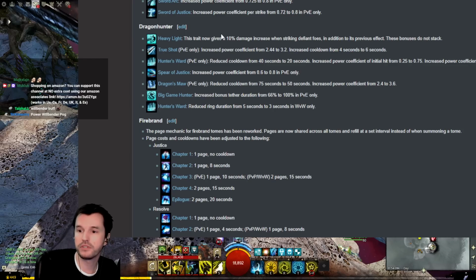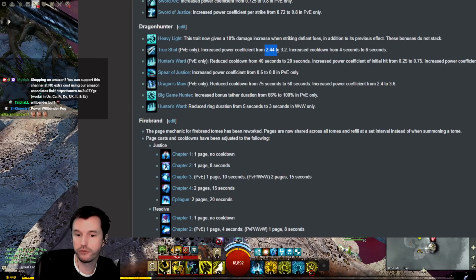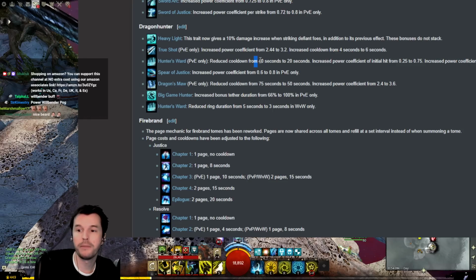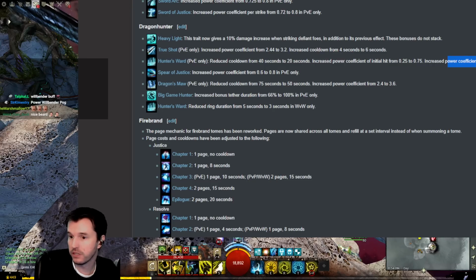Heavy Light. This trait now gives a 10% damage increase when striking defiant foes in addition to its previous effect. The bonuses do not stack. True Shot in PvE: increase the power coefficient from 2.44 to 3.2, and increase cooldown from 4 to 6 seconds. Hunter's Ward, PvE only: reduce the cooldown by half, increase the power coefficient by triple, and increase power coefficient of the final hit by a small amount.